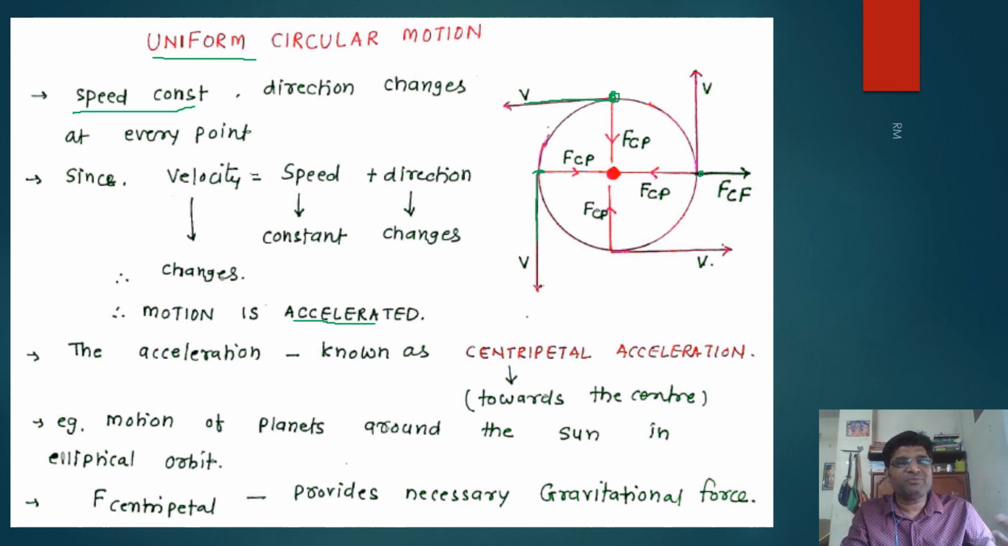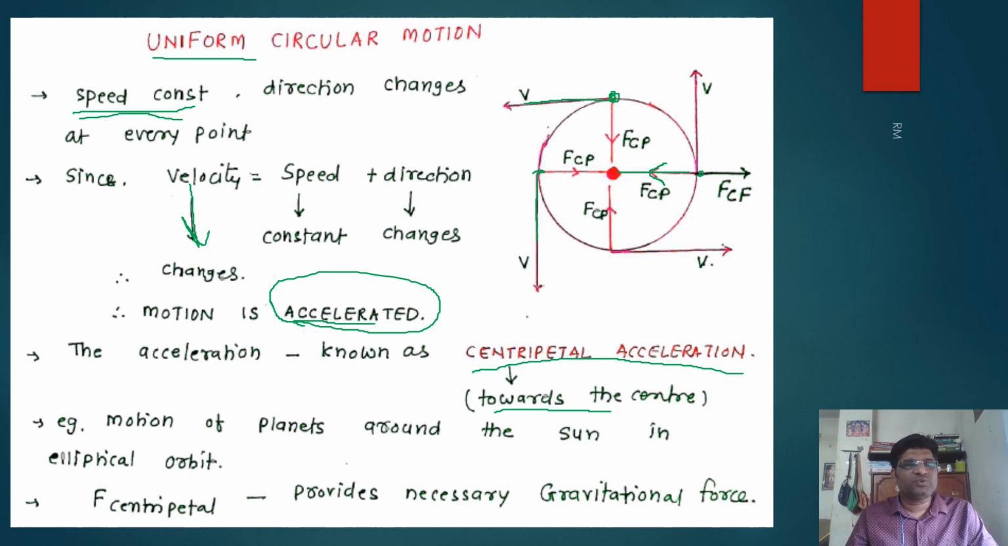So the circle is made up of infinite points. So there is infinite change in direction, that means infinite change in velocity. And if velocity changes, then the motion is accelerated motion. So though this is the motion with a constant speed, it is an accelerated motion. The acceleration which comes into the picture here is directed towards the center, and this acceleration is known as the centripetal acceleration. What do we call it? Centripetal acceleration. By centripetal we mean towards the center. The direction of the acceleration is towards the center.